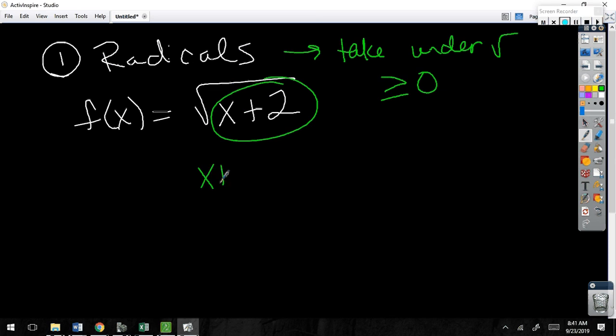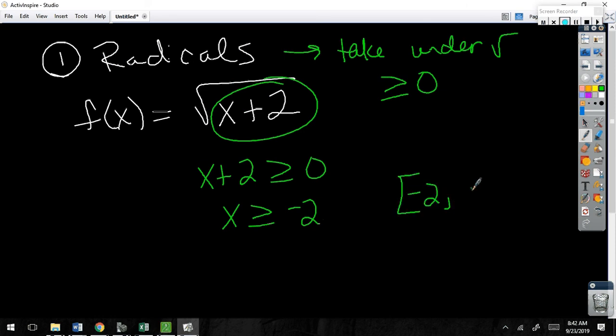So if x plus 2 is greater than or equal to 0, what do you know about x? Greater than or equal to what? Solve it for x: -2. Describe that in interval notation. So it would be negative 2 to infinity. This is my domain.